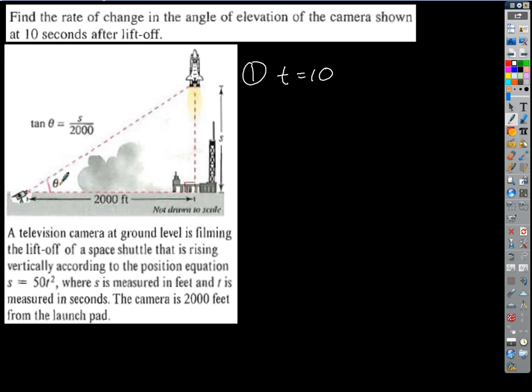But we've got to make t equals 10 turn into values of s and maybe even s dot. S is given to us in terms of an equation. S of t equals 50t squared. So our snapshot value at t equals 10, what is s equal to? Everybody agree? If I just plug in 10 for t, I get 50 times 10 squared, which is 5,000. So it's up almost a mile.